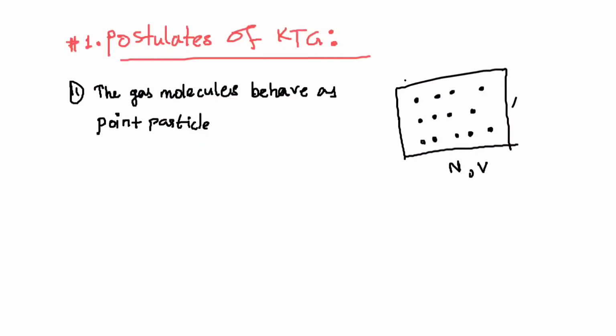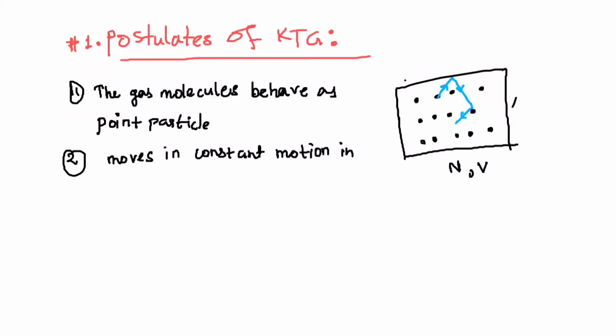The second point is that these gas molecules are in constant motion. They are moving, but not in a straight line. They move in random directions, like this and like this. That is the second point. Gas molecules move in constant motion. Their velocities are constant, in random directions.